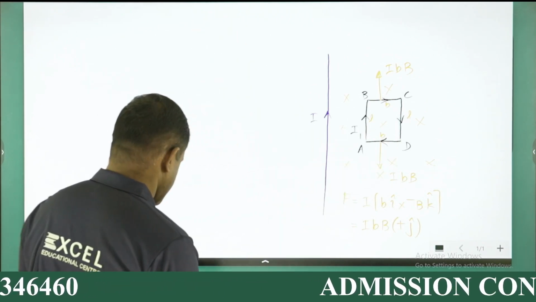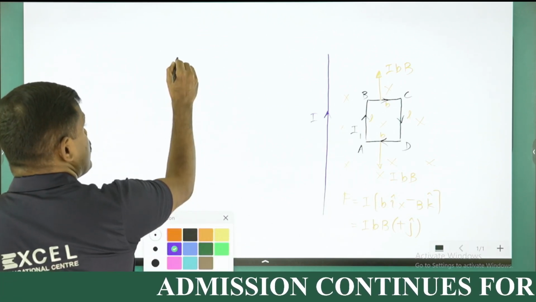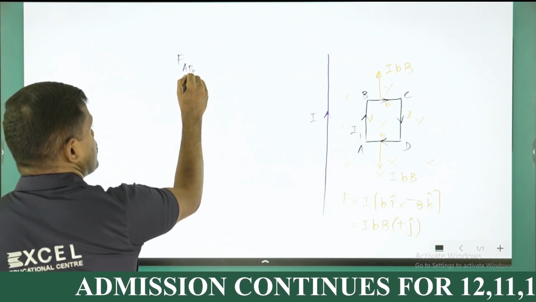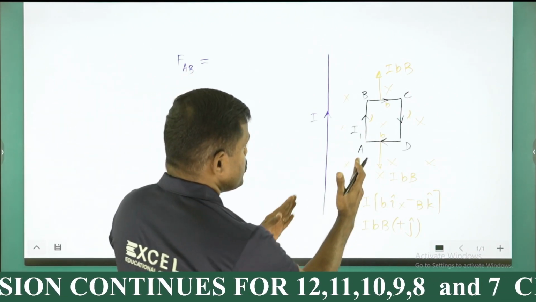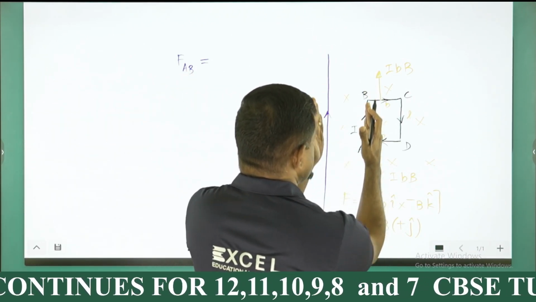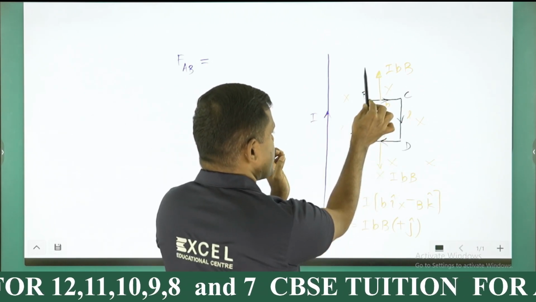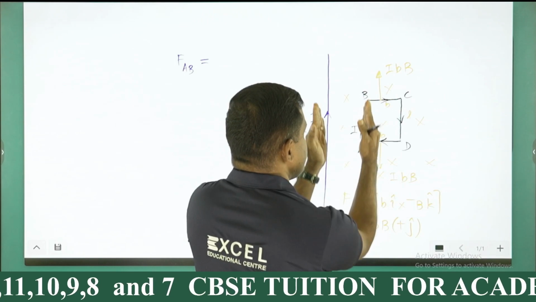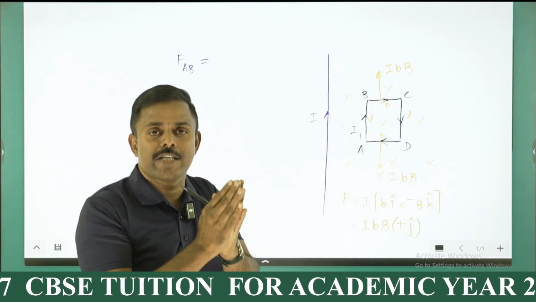What about the forces on them? Force on the conductor AB. What kind of force is this? Look at the currents. This current is going up. This current is going up. They are like currents, right? Like means traveling in the same direction.